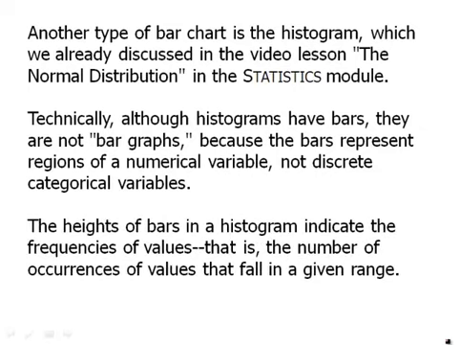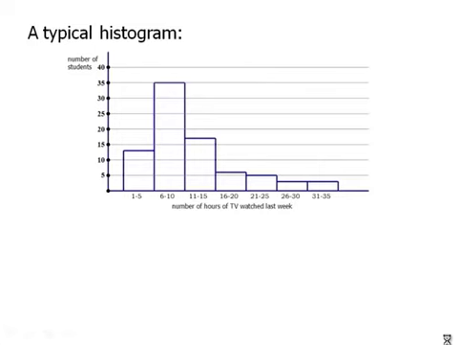The heights of the bars in the histogram indicate the frequency of values. That is the number of occurrences of the values that fall in a given range. Here's a typical histogram. So presumably we polled a number of high school students and we asked them, how many hours a week did you watch TV last week? And then we got their numerical answers and we grouped them in a histogram.